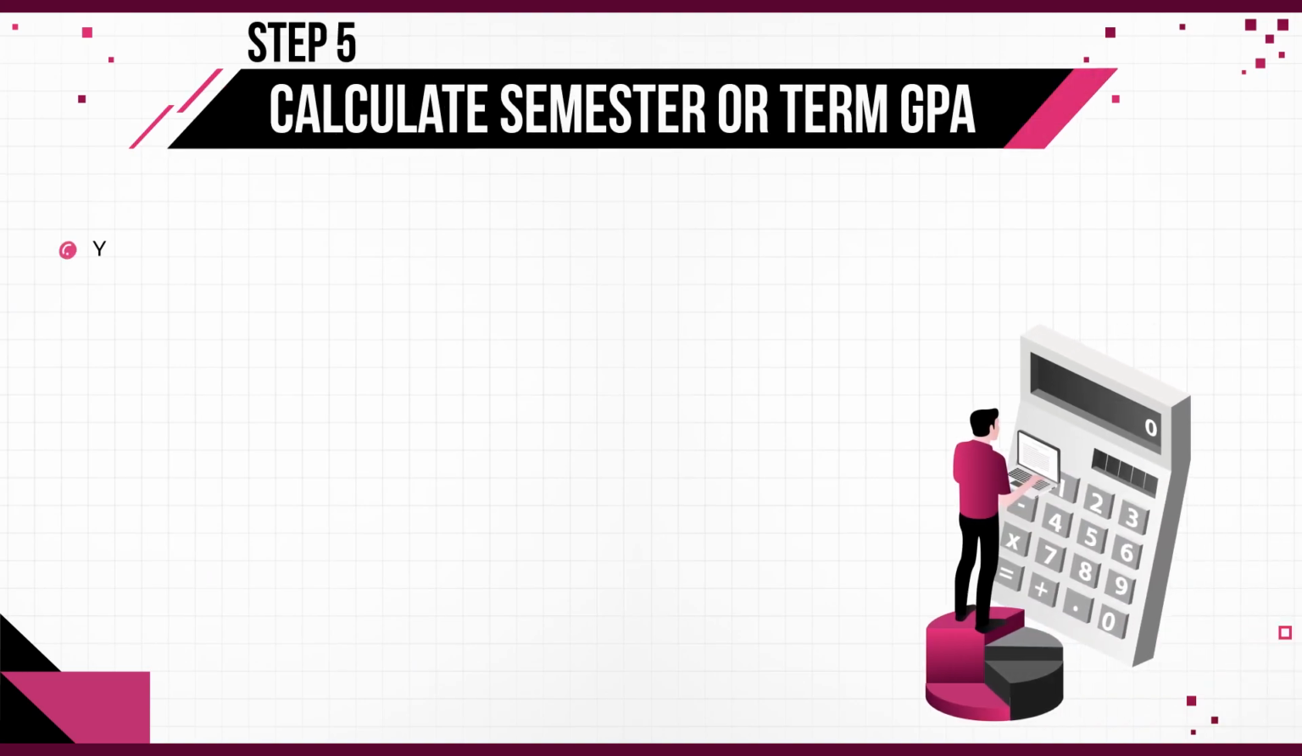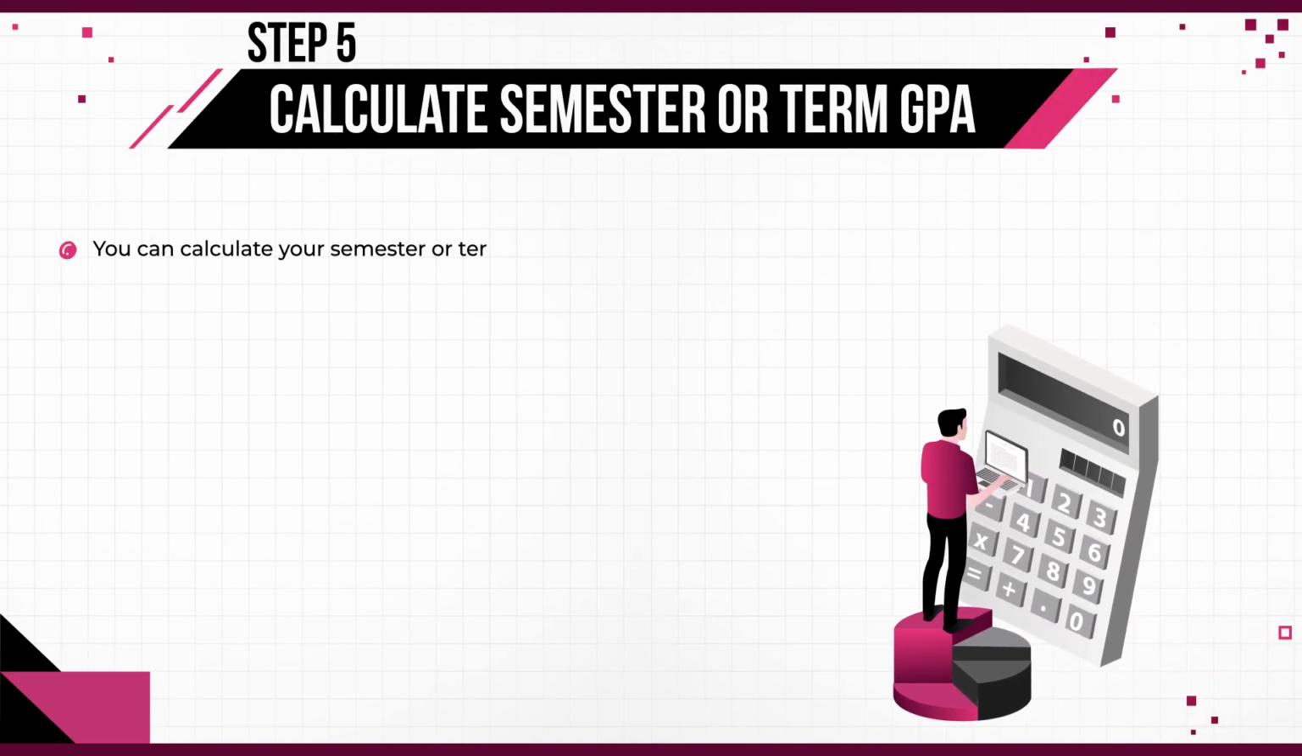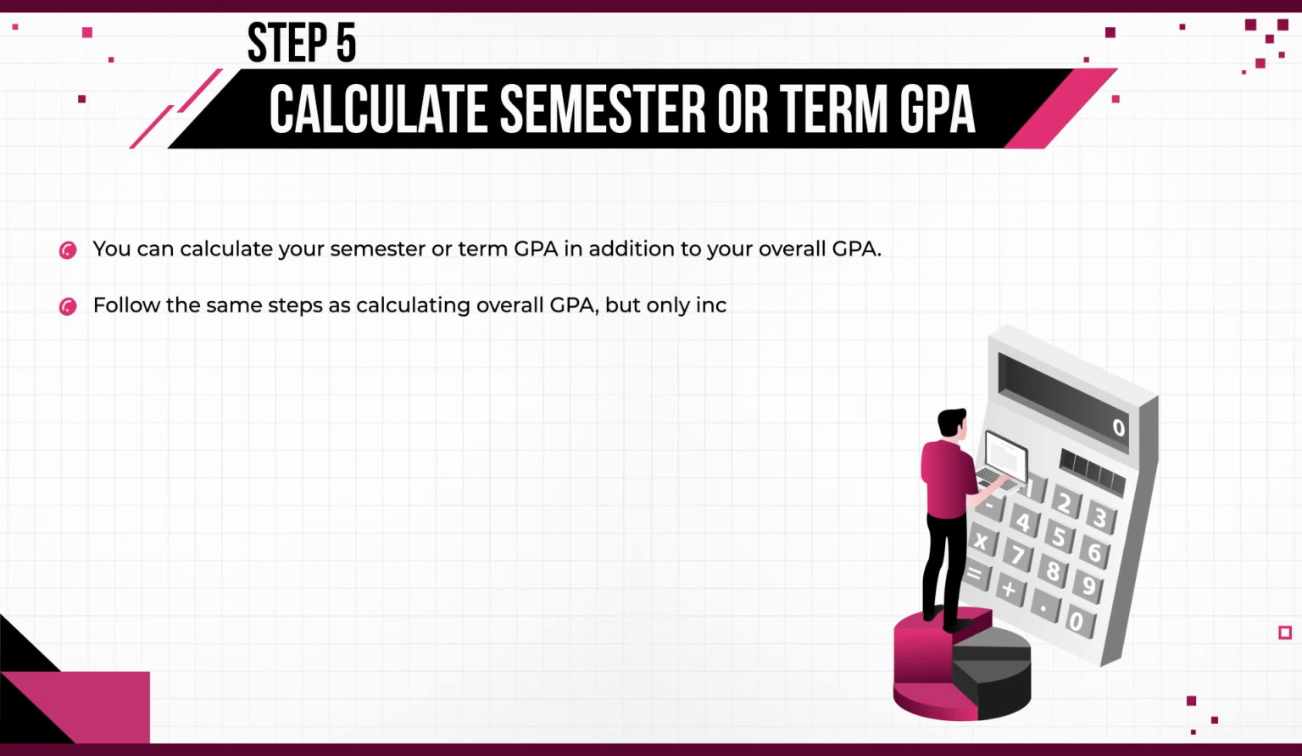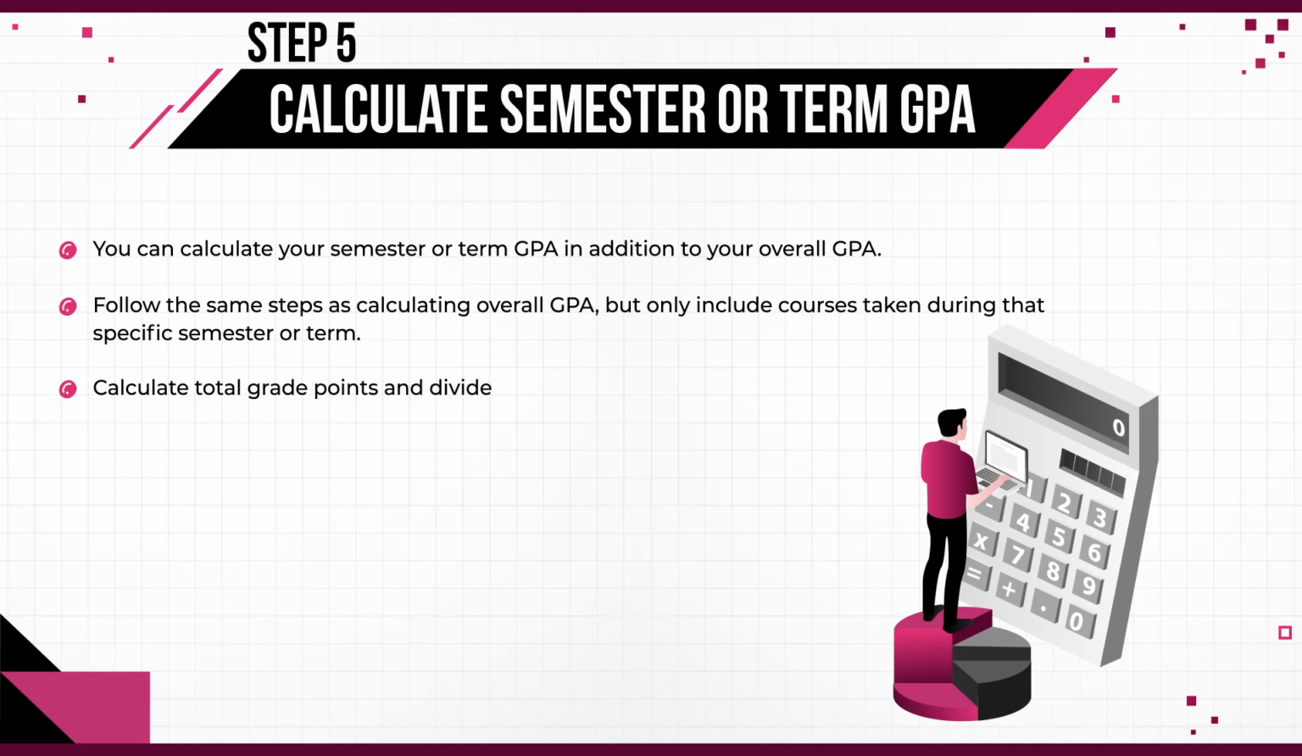In addition to calculating your overall GPA, it may be helpful to also calculate your semester or term GPA. To do this, you should follow the same steps outlined for calculating your overall GPA. However, instead of including all the courses you have taken throughout your academic career, you should only include the courses you took during the specific semester or term you are interested in. After calculating the total grade points and total credits for the courses taken during that semester or term, divide the total grade points by the total credits to get your semester or term GPA. By doing this, you can get a better understanding of your academic performance during a specific period of time.